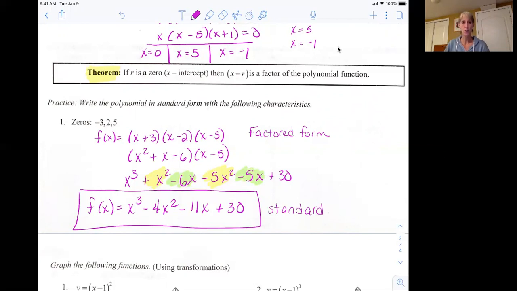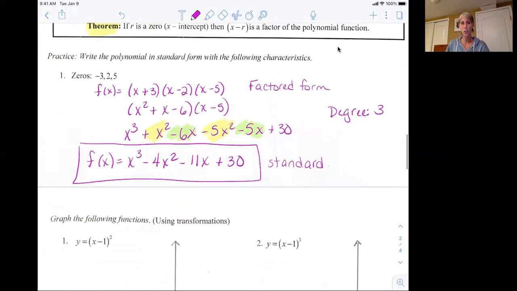Just a little side note here. What's the degree of this function? The degree of this function is 3, right? That's our highest power. And how many zeros do we have? If we go over to our list, we have 3 zeros. So the correlation is there. The degree of the function is the number of zeros you have.